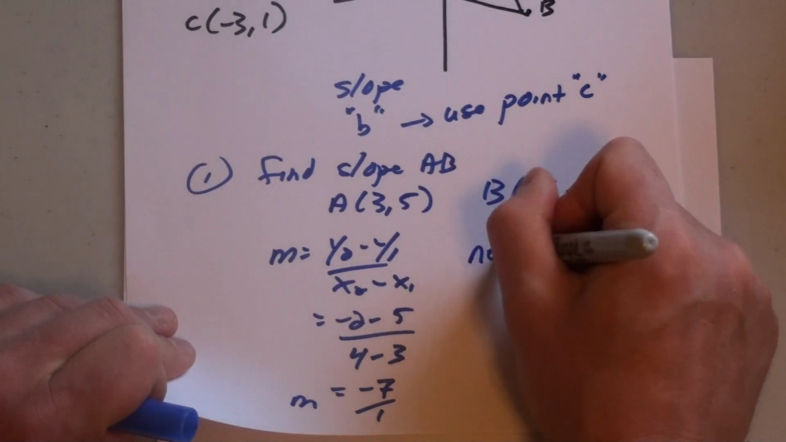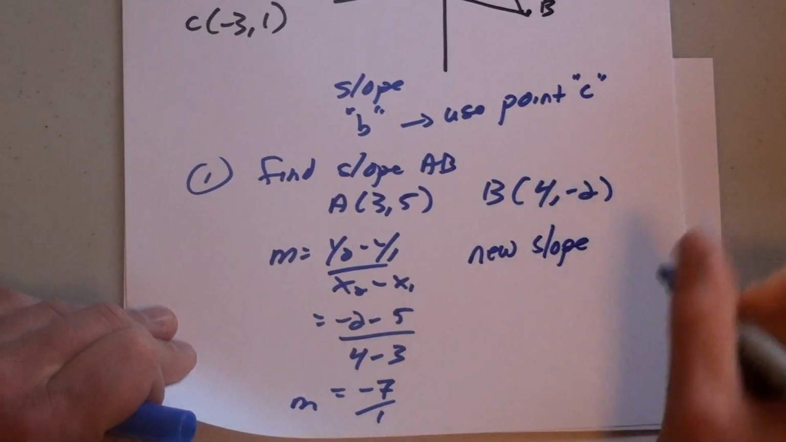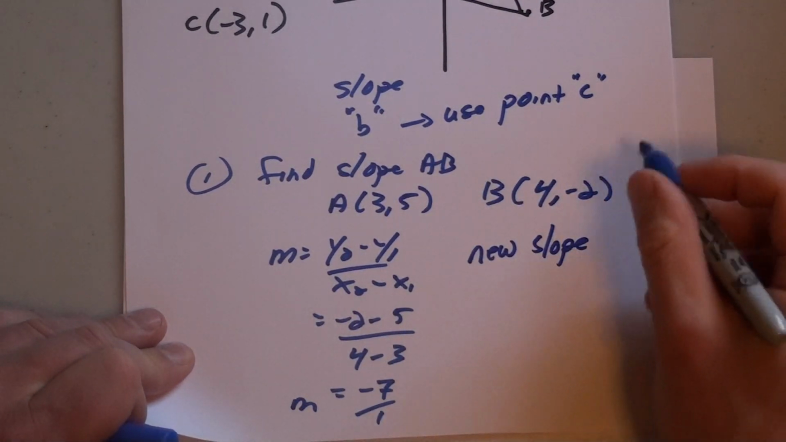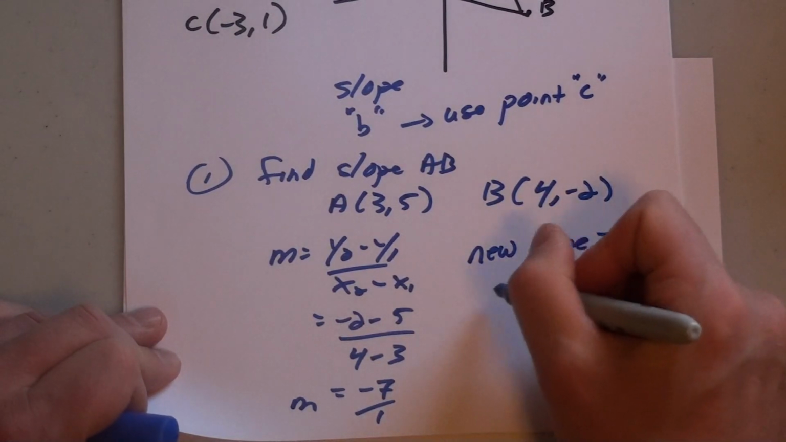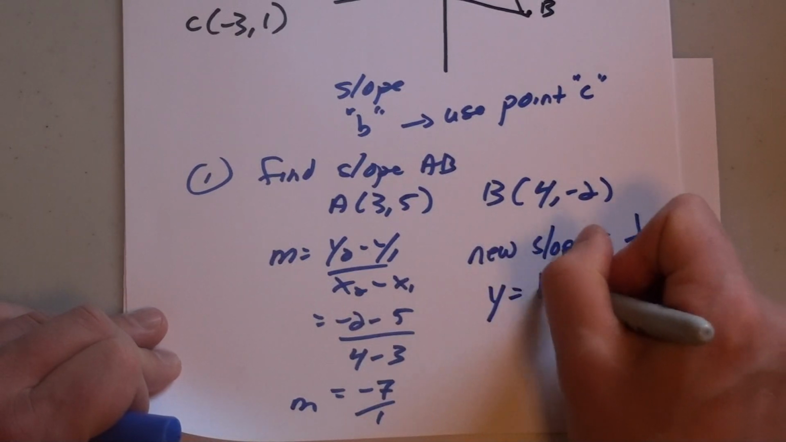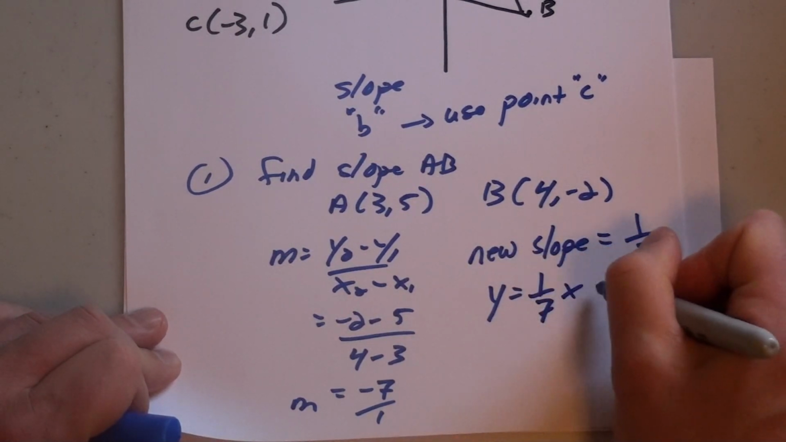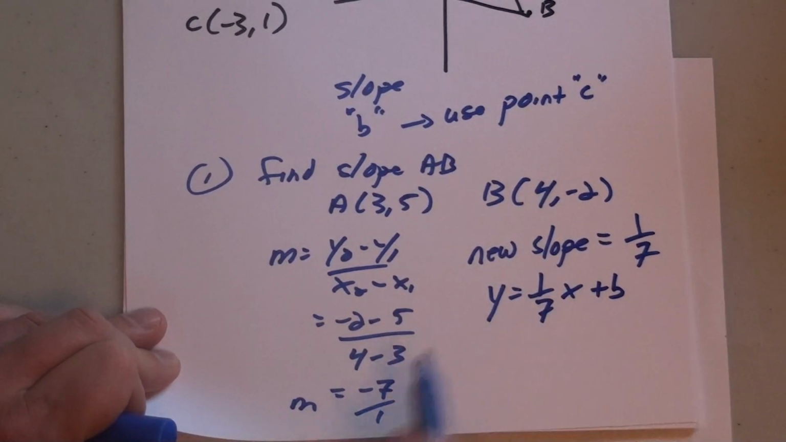Now, it was not the actual slope of AB I wanted, I wanted perpendicular. So my new slope, the perpendicular slope, will be the negative reciprocal of that, and it will be actually just positive 1/7. So I know my altitude has the equation y equals 1/7 x plus b, but I do not know what the b value is.